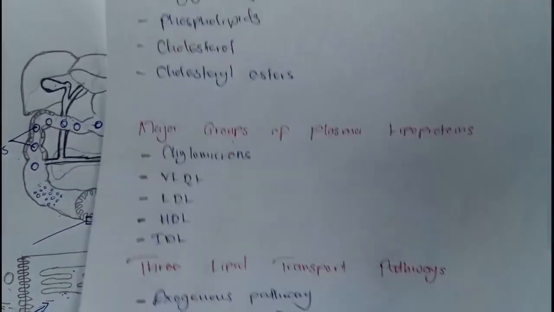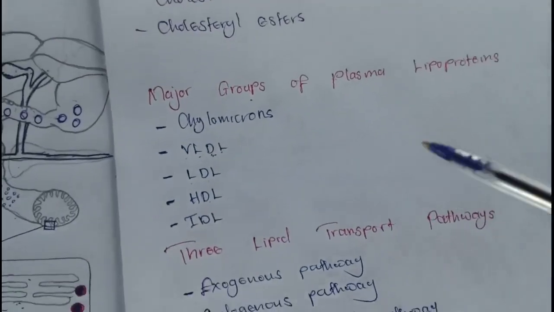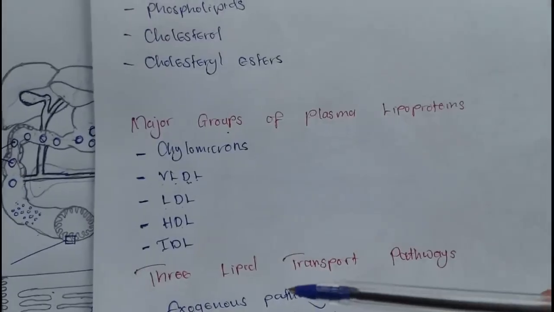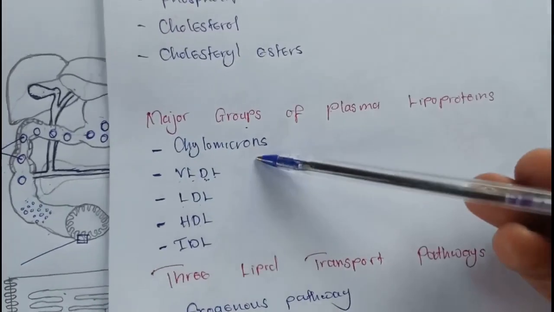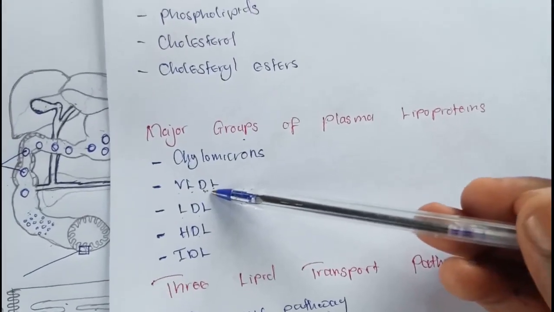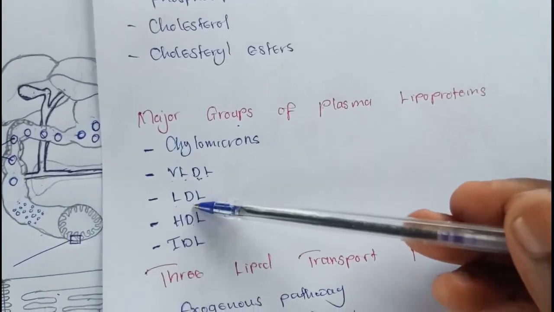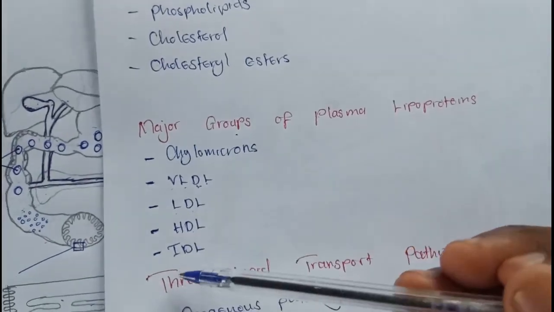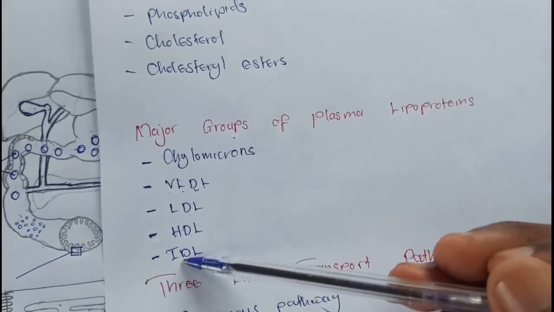Then another thing that I would like you to take note of are the major groups of plasma lipoproteins. The types of lipoproteins are the chylomicrons, VLDL, which is very low density lipoprotein, LDL, which is low density lipoprotein, HDL, which is high density lipoprotein, and IDL, which is intermediate density lipoprotein.